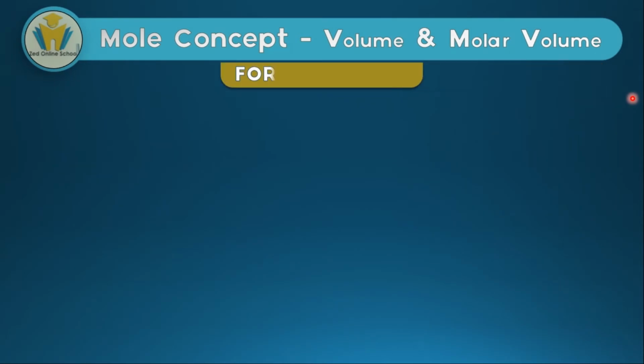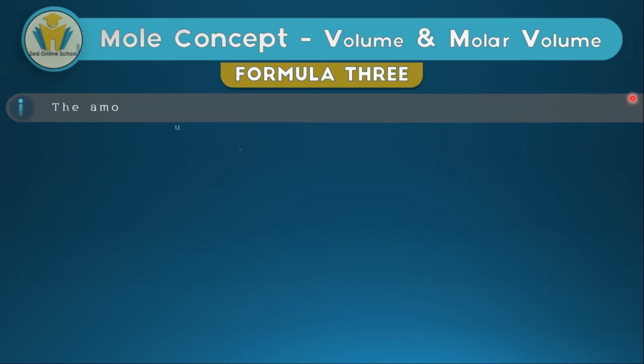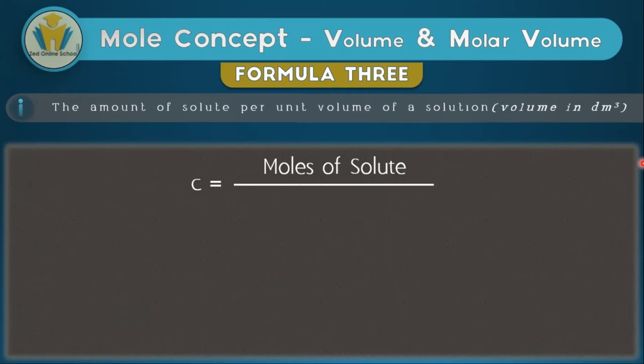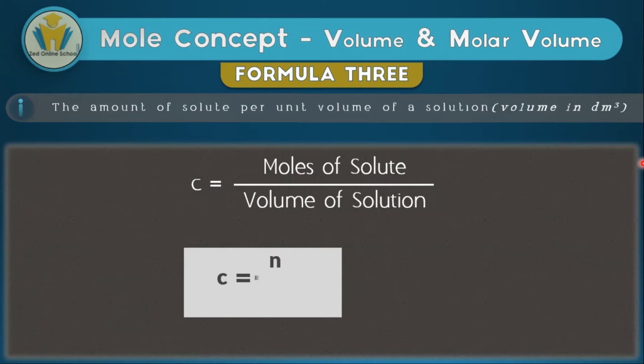The third formula involves concentration. And by the definition of concentration is where this formula comes from. C is equal to the moles of the solute divided by the volume of the solution. In abbreviation, we've got C is equal to N over V.